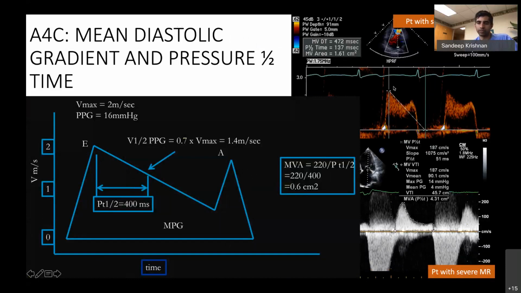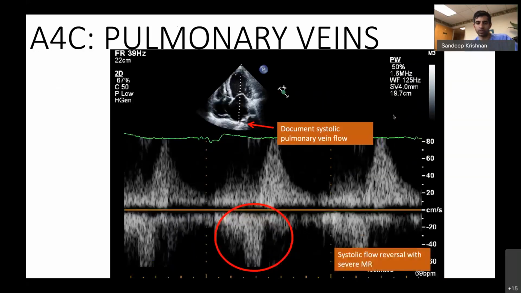Now this patient has a mean gradient, I don't know what it says here, I think I may be covering it up. Anyway, the mean gradient, I believe, is around the same 4, but now look at the pressure half-time. It's much more gradual, which suggests that this is true mitral stenosis. And the patient may have MR as well. So that makes a big difference.